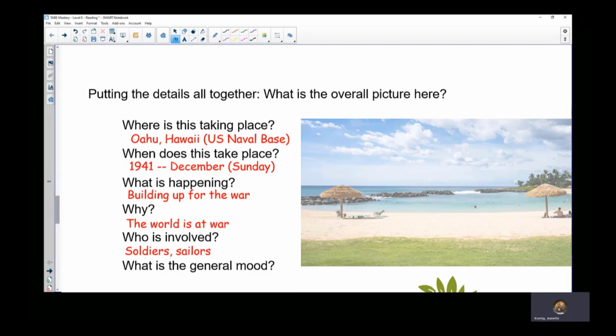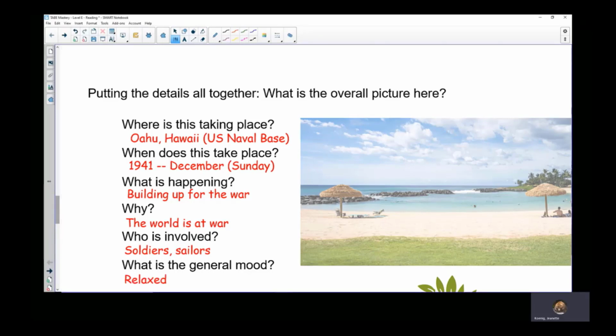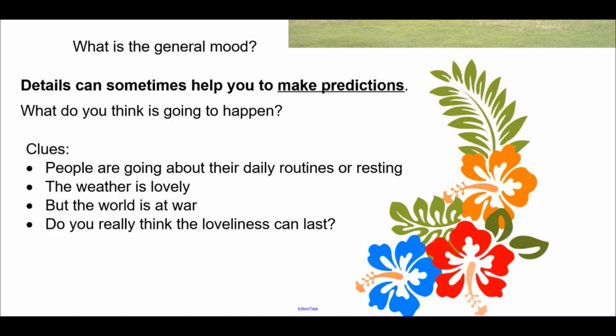What's the general mood right now? Oh, seems relaxed and happy. Look at the picture here. Does that look very stressful? Yeah. Are we expecting anything big to happen? Okay, so one other thing that can happen with details, they can sometimes help you make predictions. So let's put this all together. What do you think is going to happen? And there are some clues here.